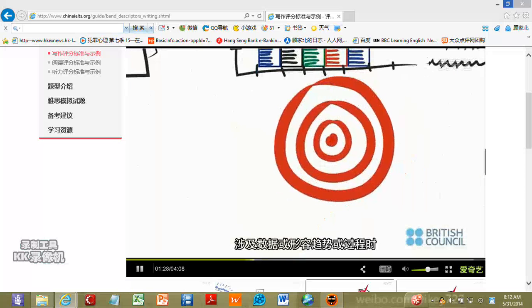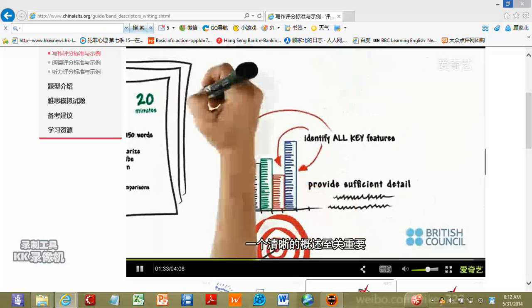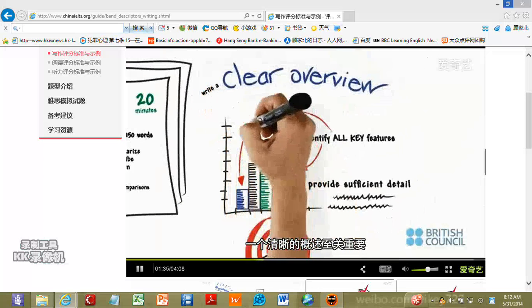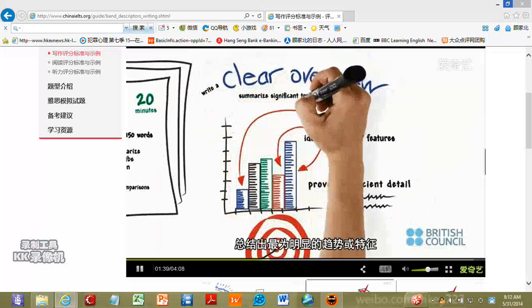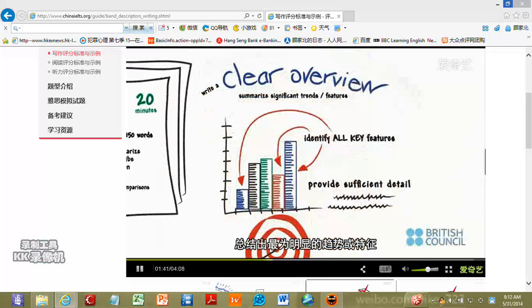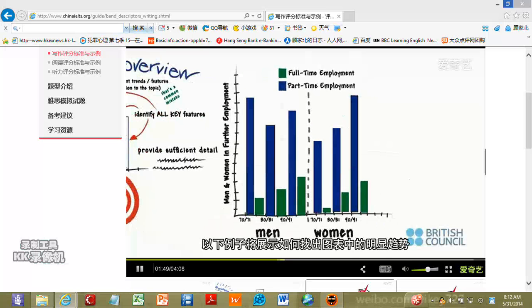Ensure accuracy when referring to data or describing trends or processes. It's important to write a clear overview. This means summarizing the most significant trends or features from the data or information in the diagram. This is not simply an introduction to the topic. That's a common mistake.